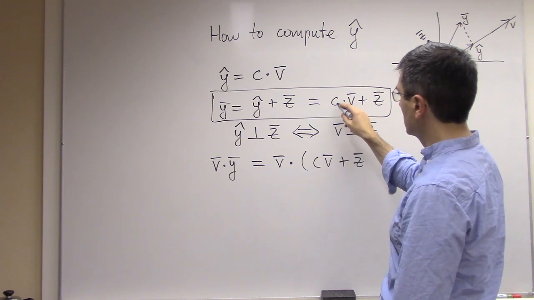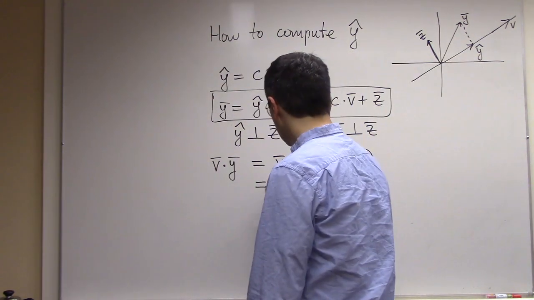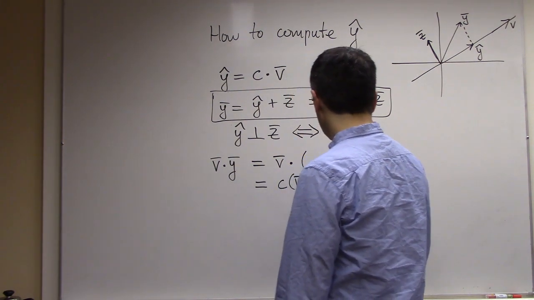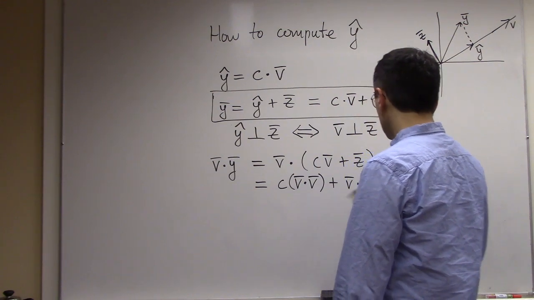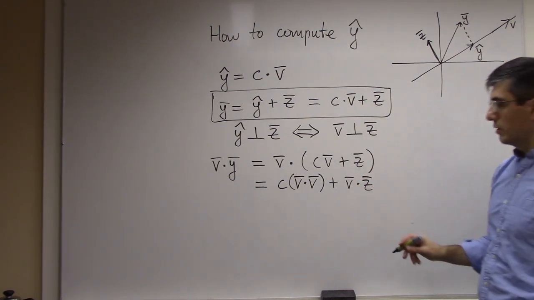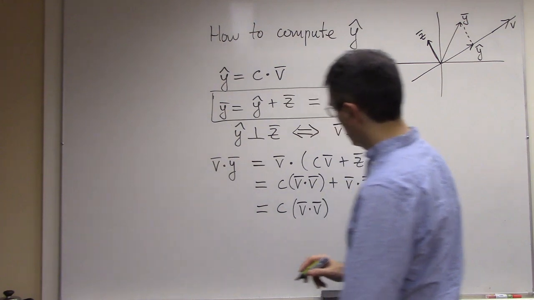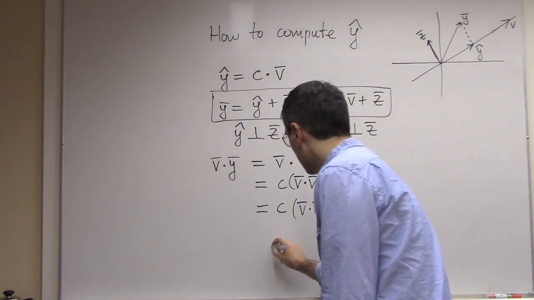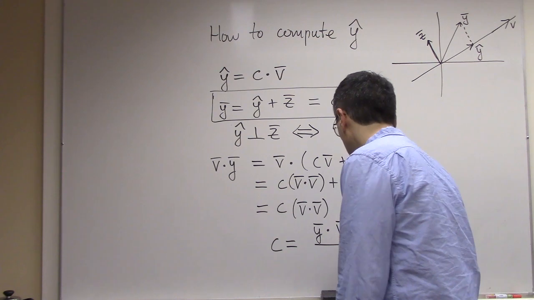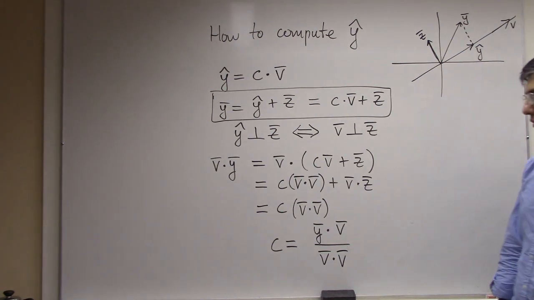This is not an inner product, this is a multiple of a vector by a scalar. So now continuing, opening the parentheses, I get c v dot v, and then I have v dot z, and because v and z are orthogonal, this part is 0. So I really get c v dot v. Okay, this gives me a formula for c. C is equal to y dot product v, and then you divide by the dot product of v with itself.